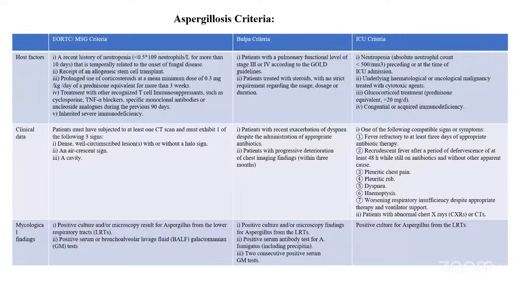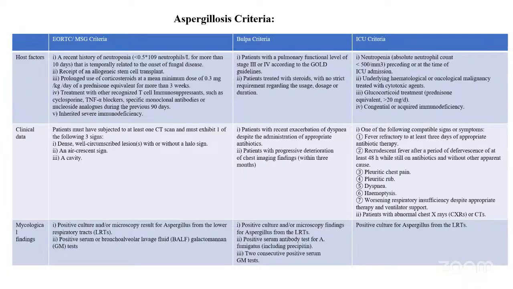Diagnosis of aspergillosis. The first are the EORTC criteria, the European Organization for Research and Treatment of Cancer and Mycoses Study Group. The second are the Blot criteria, which include COPD patients affected by aspergillosis. And the third are the Aspergillus ICU criteria, in which there are 3 points: host factor, clinical factor, and mycological findings.